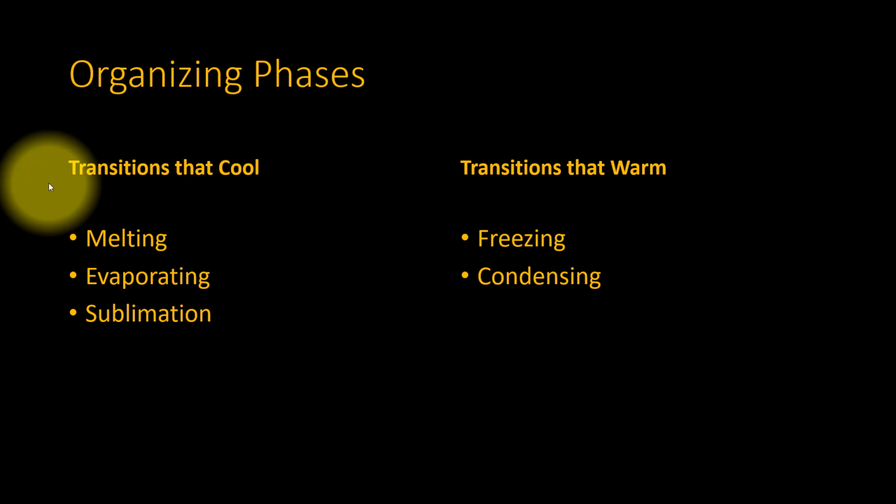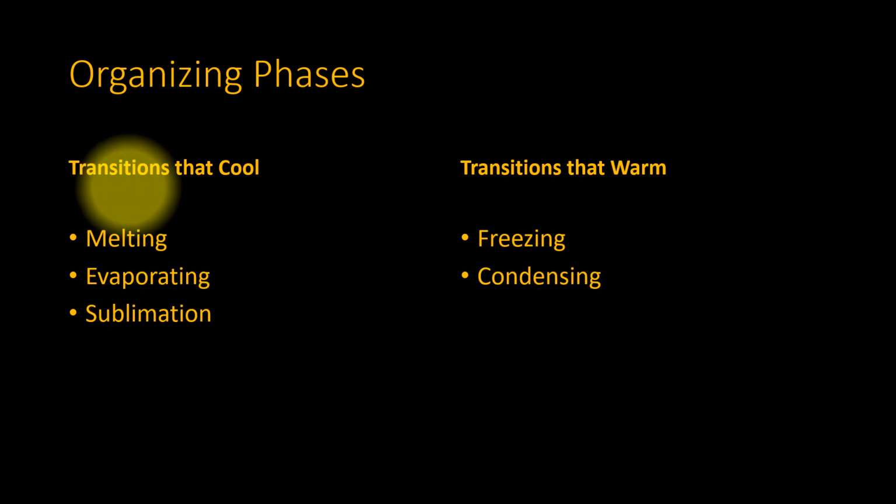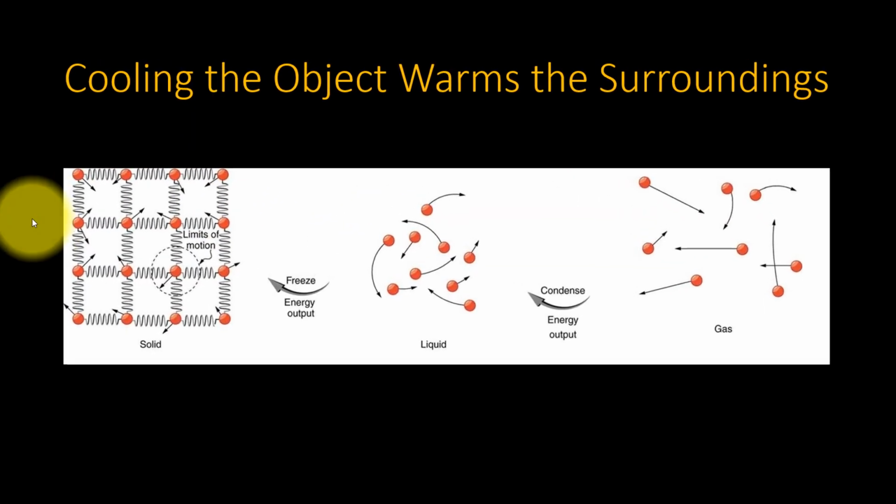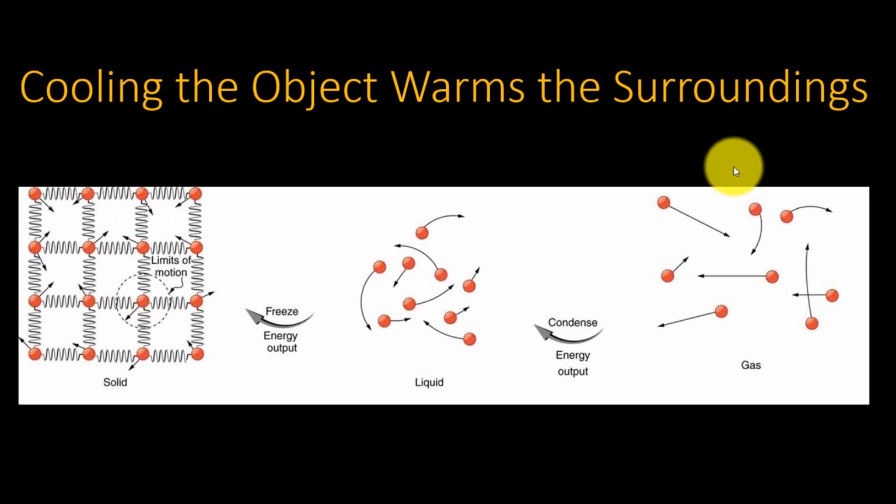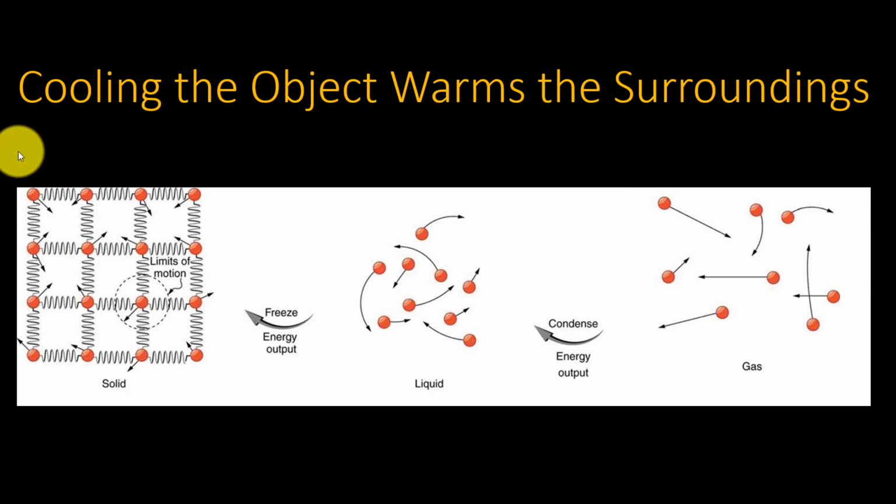Here we have everything written out in bullet point form, but let's go ahead and take a look at this in graphic form. Here we have a slight modification of one of the graphics taken from the OpenStax college physics textbook. And we're going to look at the fact that cooling the object warms the surroundings.